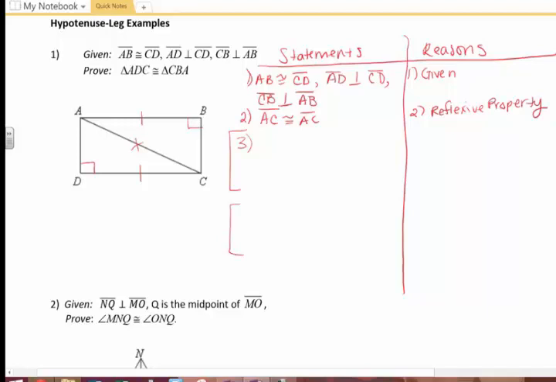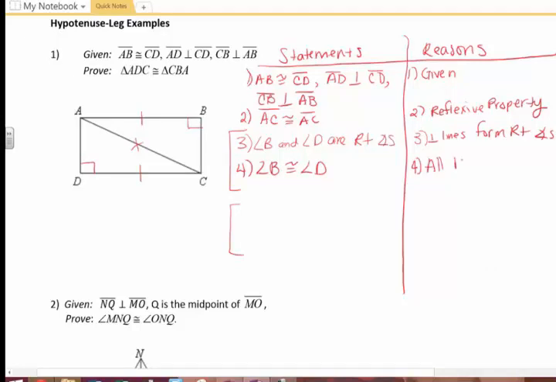So step 3 is to say, wait, if I have perpendicularity, I can identify right angles. Angle B and angle D are right angles. Reason being, perpendicular lines form right angles. Then number 4, if B and D were both right angles, then B and D are congruent because all right angles are congruent. Remember, those are always partnered. When you see perpendicularity, you have some partners.